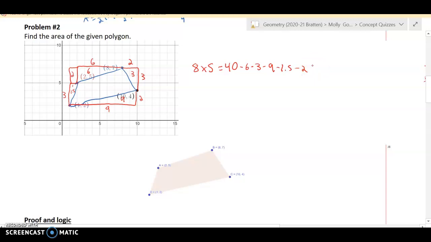And using that, you get, let me check it in my calculator, 40 minus 6 minus 3 minus 9 minus 1.5 minus 2 is 18.5. So your final answer is 18.5 square units.